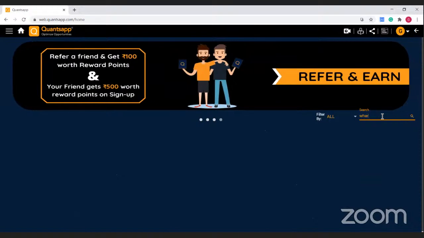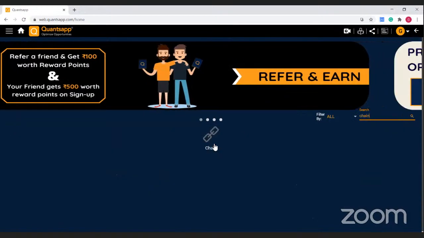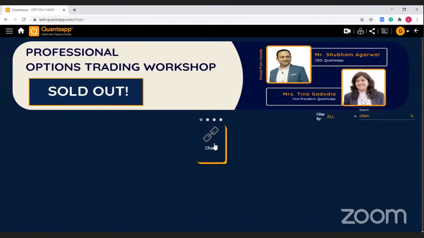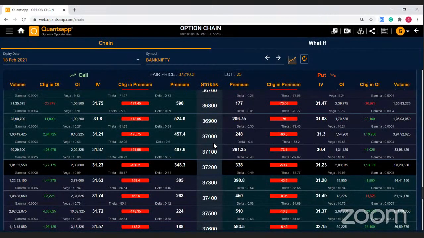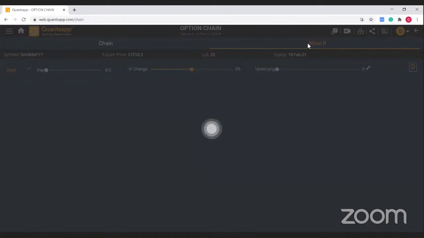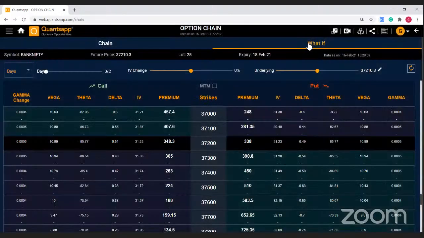So we'll go to the What-If chain. Why is this a tool in Quantsapp? There's a reason for it. You might be thinking there's a normal chain which we can see on any online website or on different applications. But what is unique apart from that? The uniqueness comes when I want to analyze a stock or an index. I want to see, if I'm holding a particular option, what effect the option Greeks can have on it.